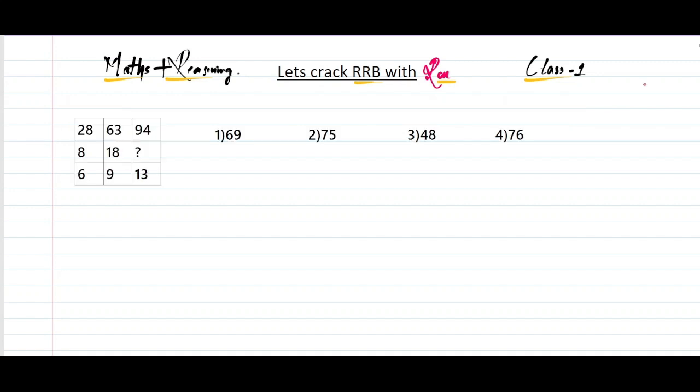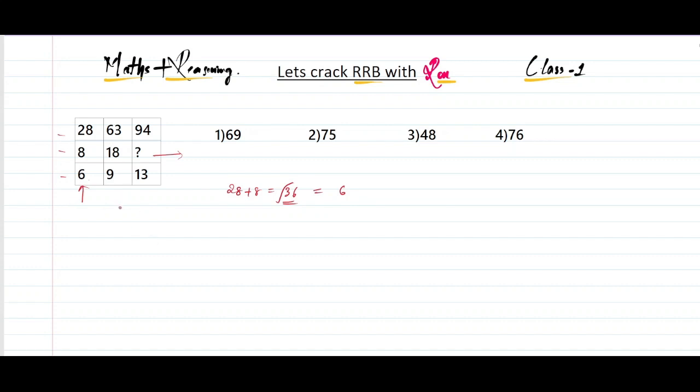The next question, same box question. You need to find the value which comes in the place of the question mark. This is easy. If you observe here, 28, 8 and 6. 28 plus 8, how much? 28 plus 8 is 36, which is nothing but the square root of 36 is 6, which is the third number here.